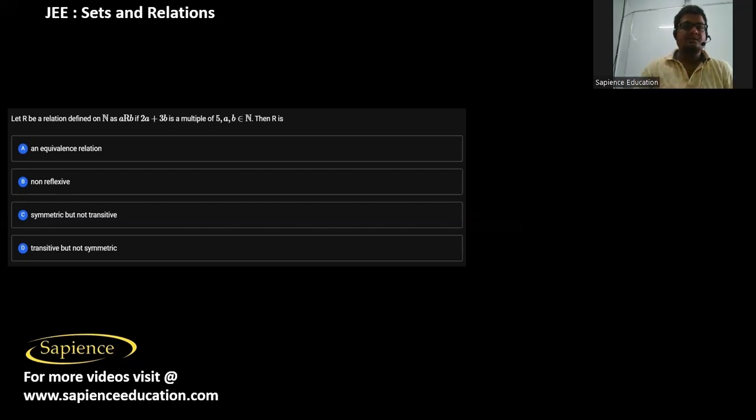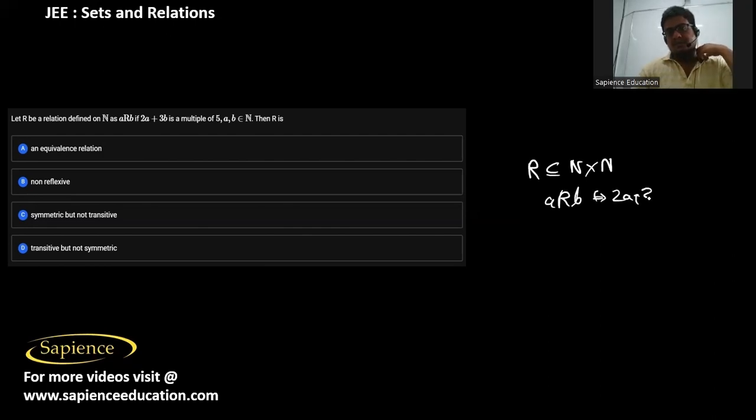Then here it is told that let R be a relation defined on the set N. R is a subset of N cross N. It is defined on the set N as A is related to B if 2A plus 3B is a multiple of 5. Then R is... Now we have to find if it is reflexive, symmetric, or transitive or not.